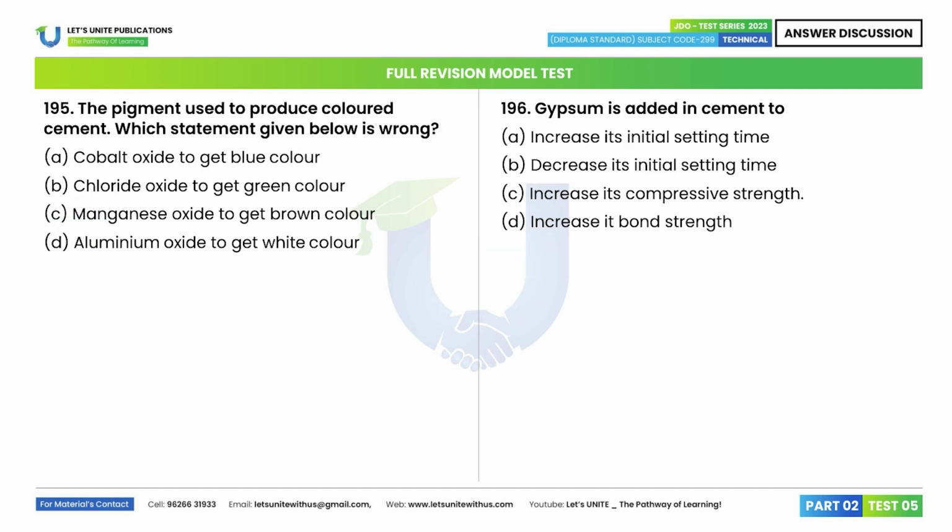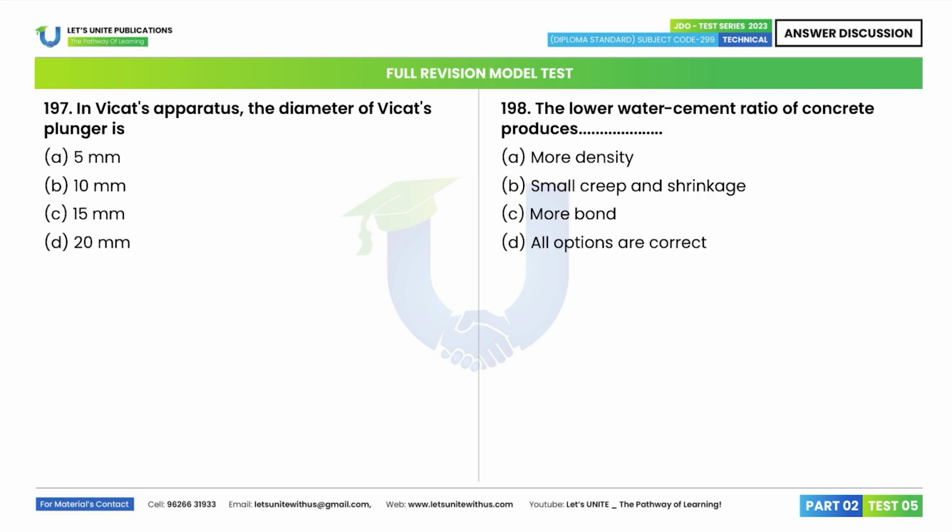Next, 195. The pigment used to produce colored cement, which statement given below is wrong? Aluminum oxide to get white color. Option D. Next, 196. Gypsum is added in cement to increase its initial setting time. Option B. Next, 197th question. In Vicat apparatus, the diameter of plunger is 10 mm. Option B. Next, 198. The lower water cement ratio of concrete produces more density, less creep and shrinkage, more bond. So option D, all options are correct.